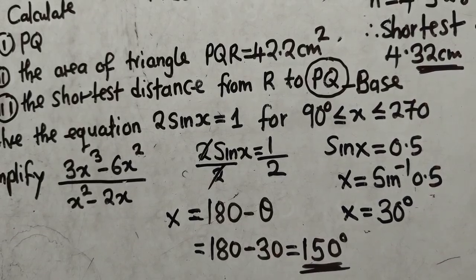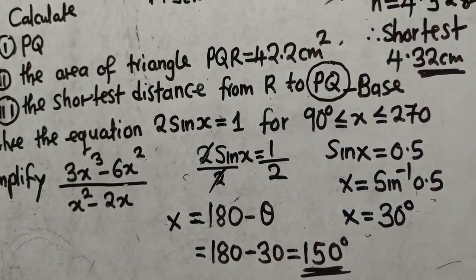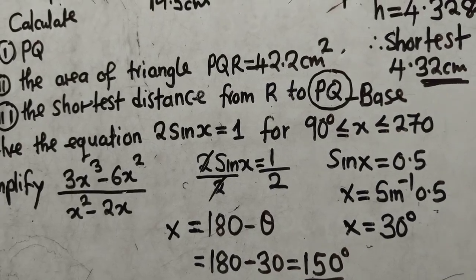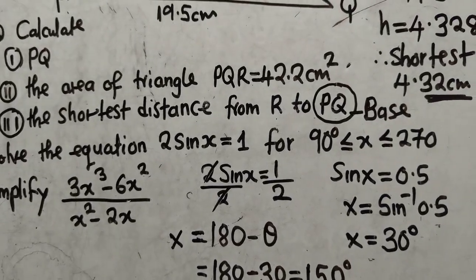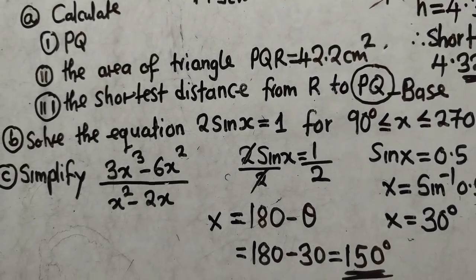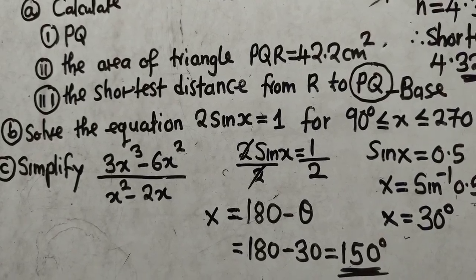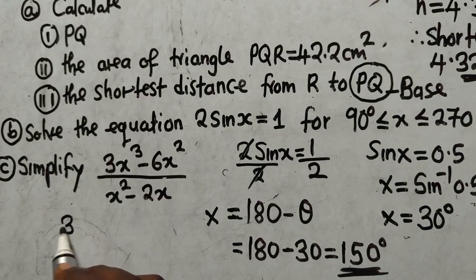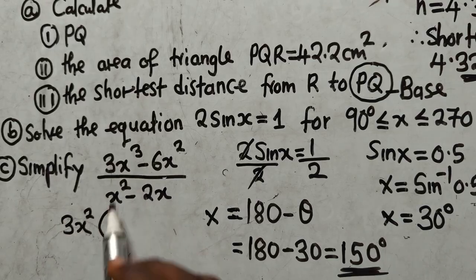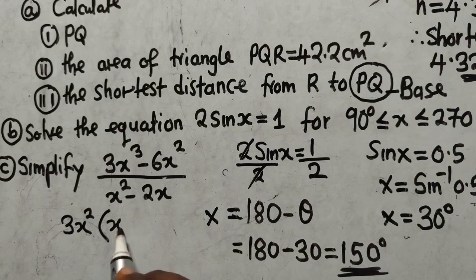I'm done. I now go to this other question that is here. This is my last question. I just want you to see how I'm going to answer this particular question. I'm told to simplify. So what am I supposed to do? The first thing I need to do is factorize what is on top. I can see 3x squared is common. So here I'm going to have x, then minus 2.